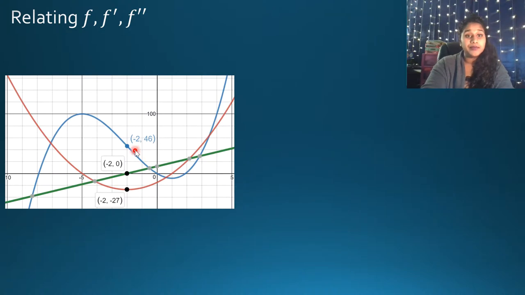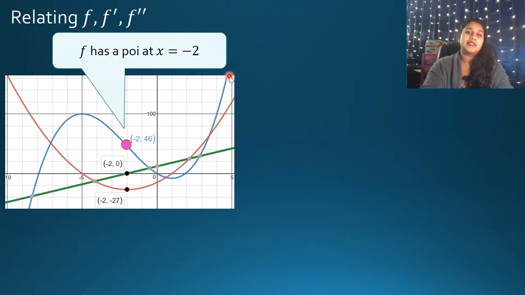Now let's look at all three. Point of inflection, second derivative, it's a zero point. First derivative, it's a max or a min. Concave down, second derivative is below the x-axis, so the first derivative must be decreasing. Concave up, second derivative is above the x-axis, so the first derivative should be increasing.